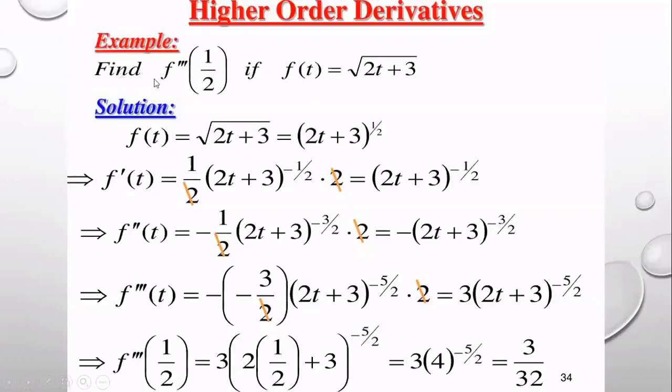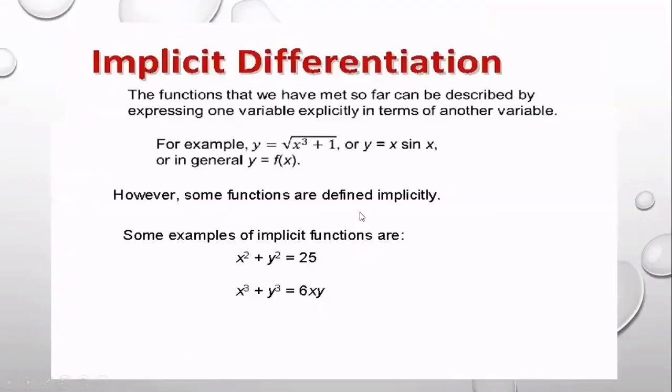Sometimes we will ask you to show that f3 of half is equal to 3 upon 32 if the function is root of 2t plus 3. So you want to prove this answer. Right? This is also some sort of application of the high order derivatives. So another one, there are 3. Today you will see another 3. Next class I will go step by step on Friday exercise.